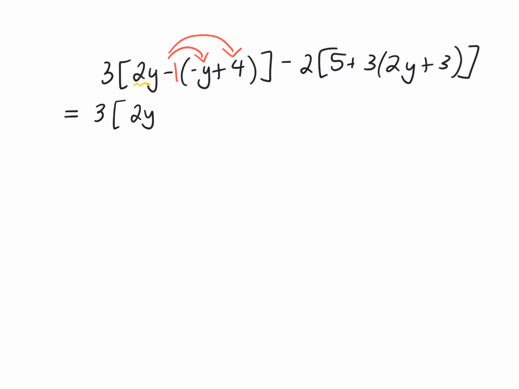Now this negative 1 times negative y becomes y. So plus y, right? You have to include the sign. You can even put a 1 here just to remind you. Minus 4. Minus 4, good. Okay, so we almost got rid of that bracket. And then we have negative 2. We still have to simplify this.